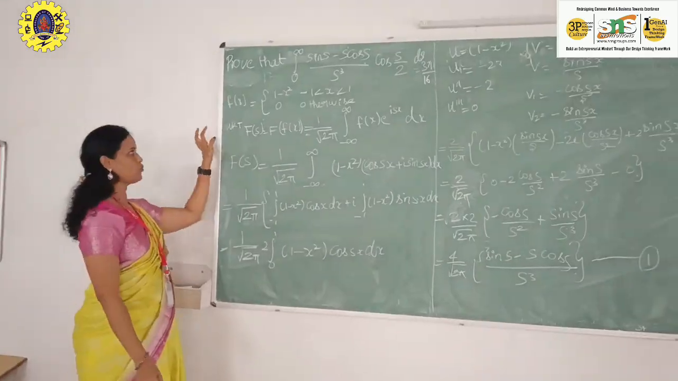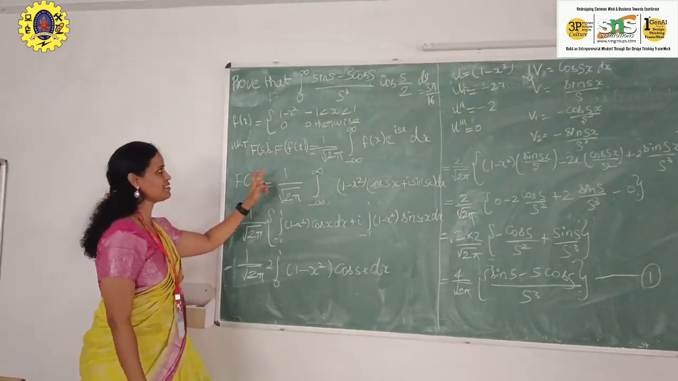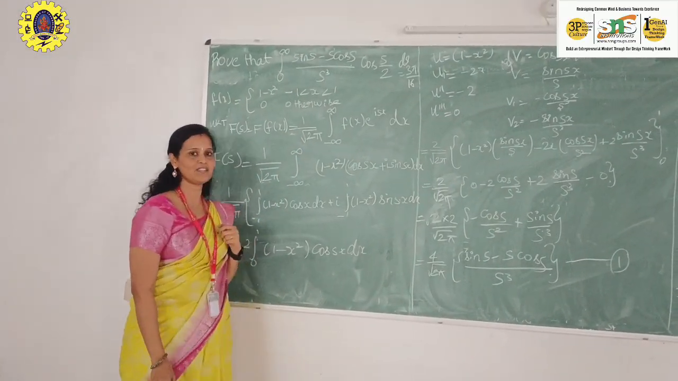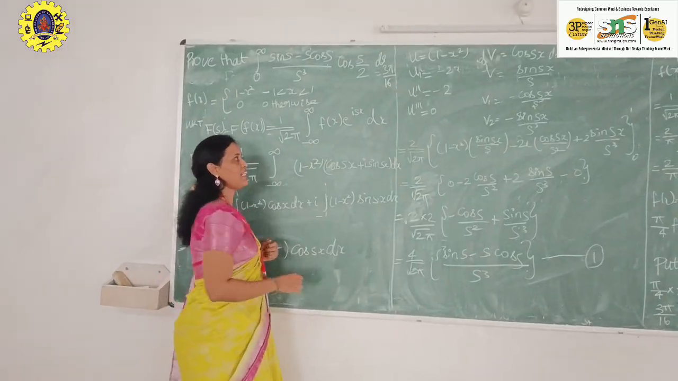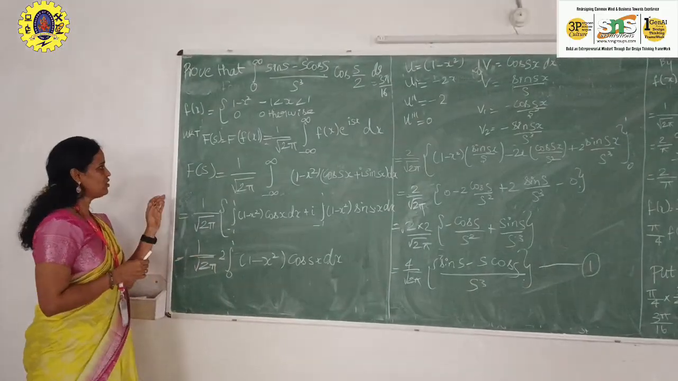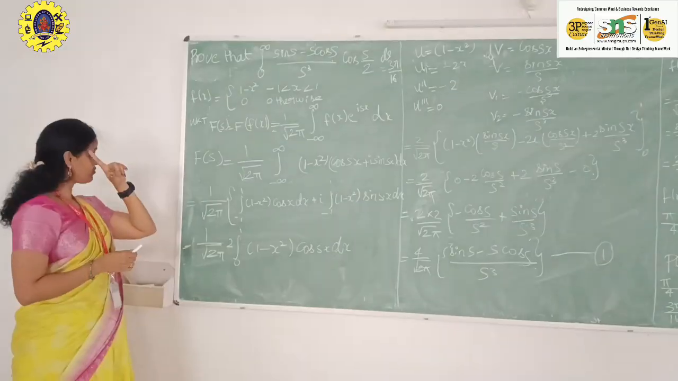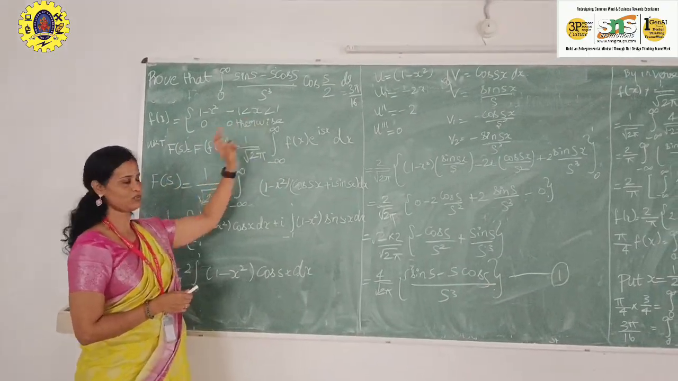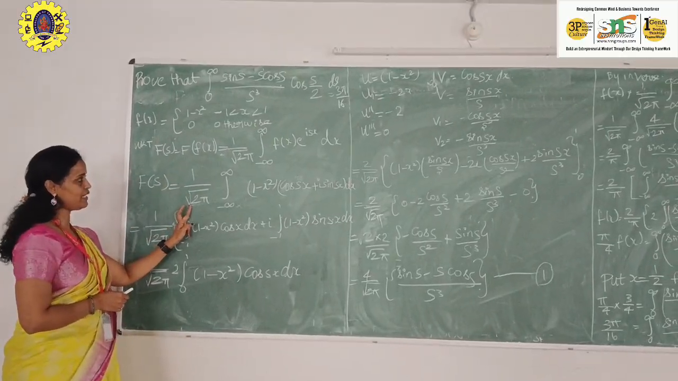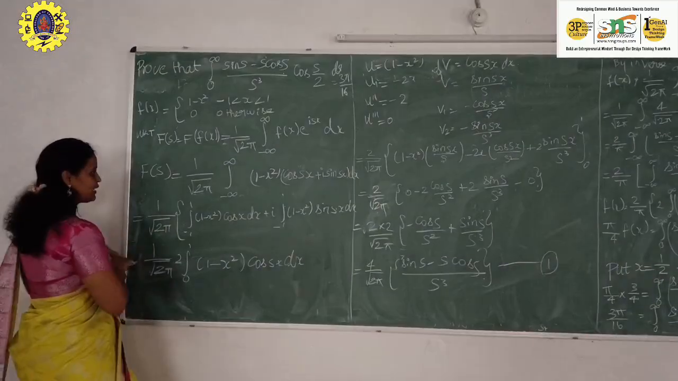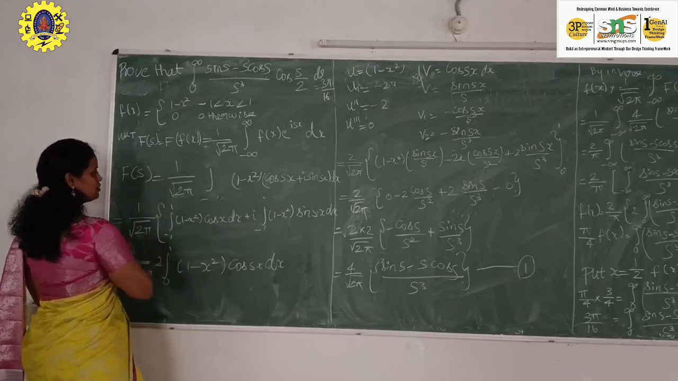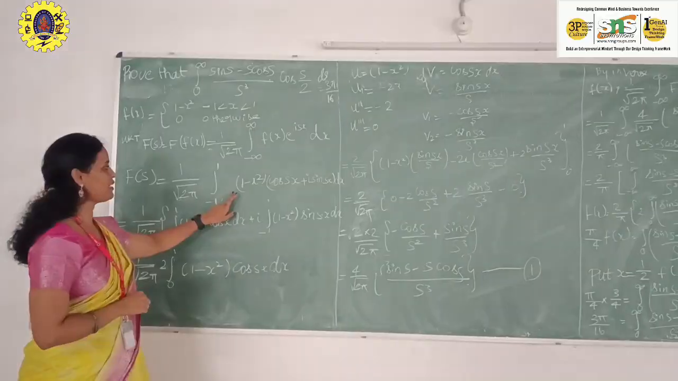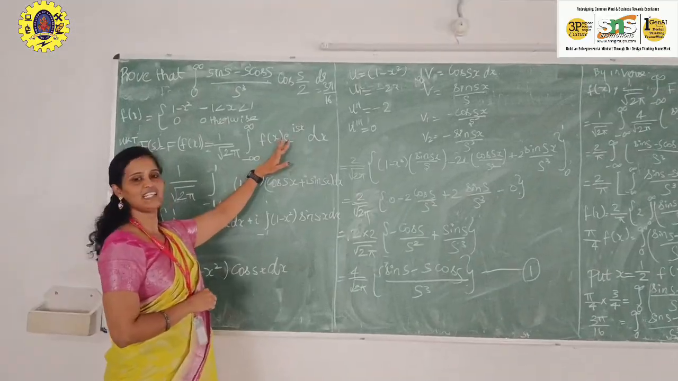Right? So we know that the Fourier transform of f of x can be written as 1 divided by root 2 pi integral from minus infinity to plus infinity of f of x into e power i sx dx. Right? So here we are going to substitute our function f of x is 1 minus x square with the limit minus 1 to plus 1. Right? So 1 divided by root 2 pi, and here our limit is minus 1 to plus 1, and f of x is nothing but 1 minus x square into e power i sx dx.